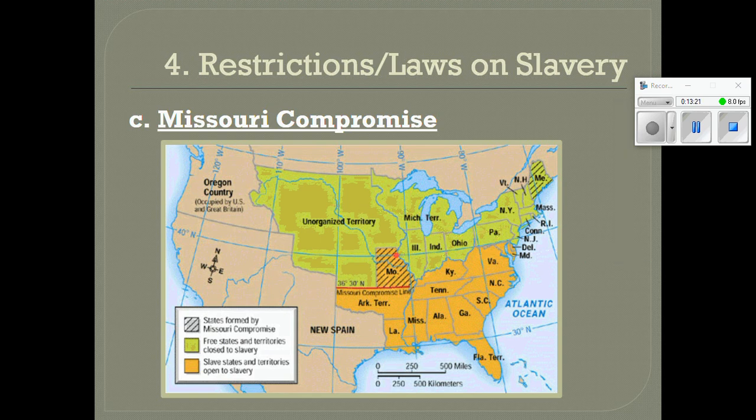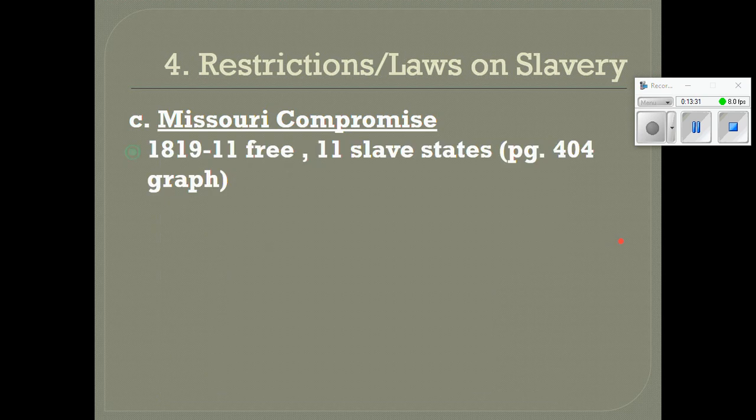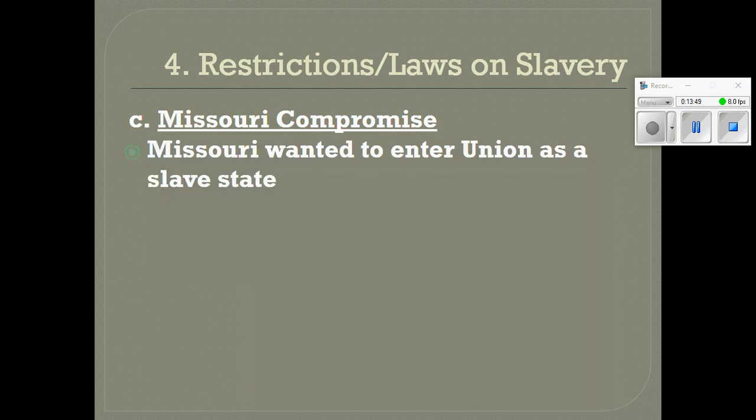And here comes Missouri, right at this compromise line, which is where you're supposed to not have slaves, but I guess that doesn't work out. So Missouri wants to come in. At the time in 1819, you have 11 free states and 11 slave states. Remember, that gives you a balance of power in the Senate, since every state has the same amount of senators. If Missouri comes in, it's going to uproot that balance and give more sway towards the slave states.